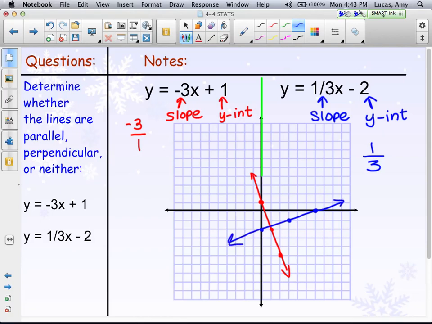So these lines look like they're perpendicular. They look like they're forming a 90-degree angle to me. If I look at their slopes, -3 and +1/3, or -3 over 1 and +1 over 3, they are opposite reciprocals. The slope did flip and change. So they are perpendicular.